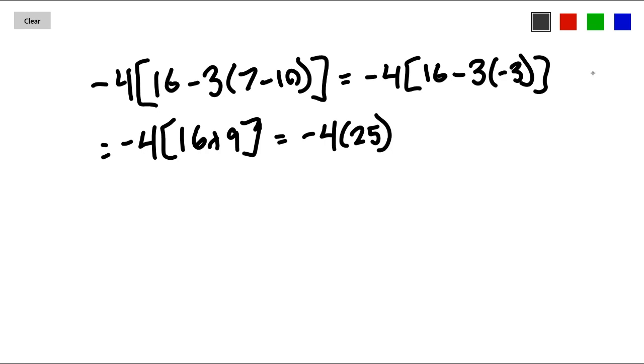And then now the only thing left for me to do is to multiply these two together. So negative 4 times 25 gives me an answer of negative 100.